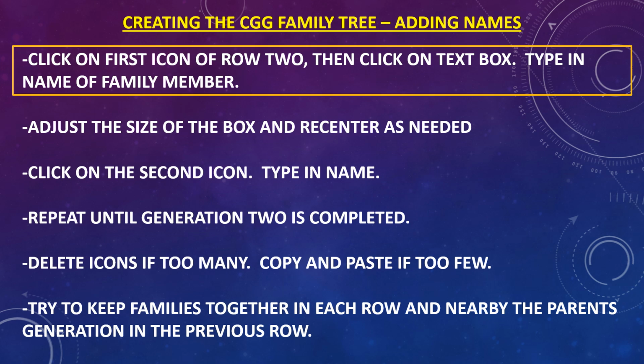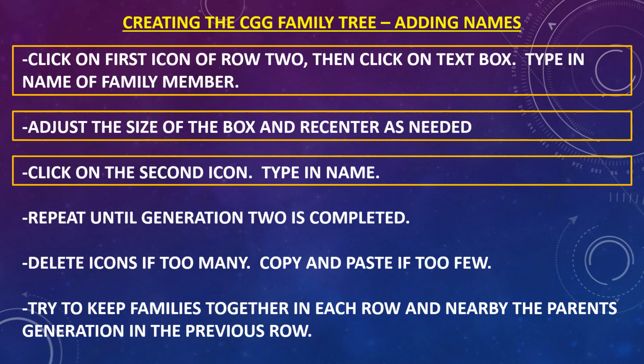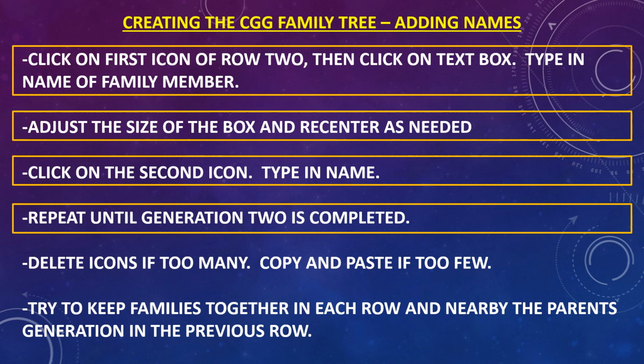Click on first icon of row 2, then click on text box. Type in name of family member. Adjust the size of the box and recenter as needed. Click on the second icon. Type in name. Repeat until generation 2 is completed.